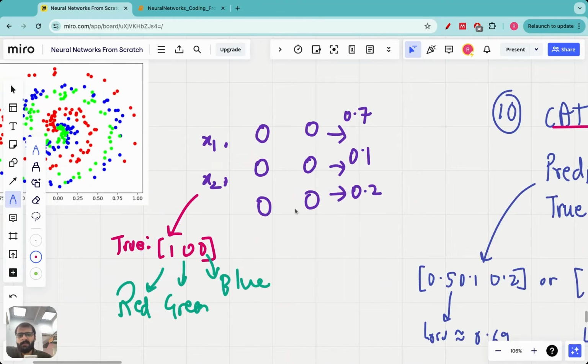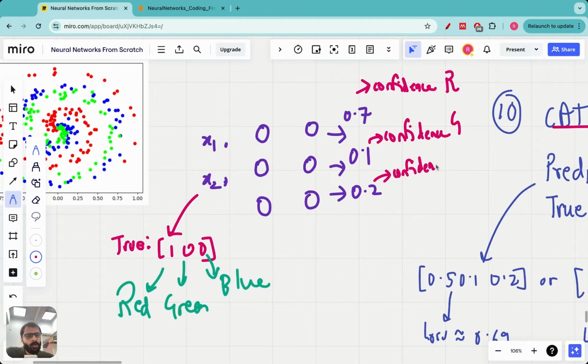We have a softmax activation function at the last layer output, right? So the three neurons in the last layer will give some outputs in the range of 0 to 1. The output of the first neuron is the confidence that the current input belongs to the red category. The output of the second neuron is the confidence that the current input belongs to the green category, and the output of the third neuron is the confidence that the current input belongs to the blue category. All these confidences add up to 1 because they represent probabilities.